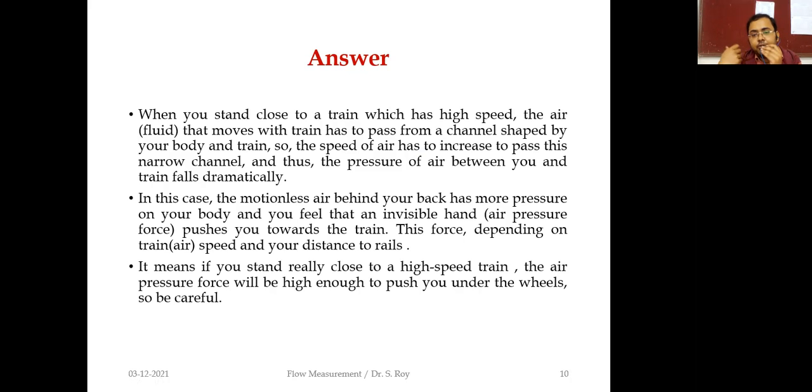So what we feel is that an invisible hand pushes you towards the train. And what should be the force of that invisible hand? That also depends on the train speed, the distance, the restrictions and the velocity. So we cannot stand close to a high speed train. We have to be careful about that.